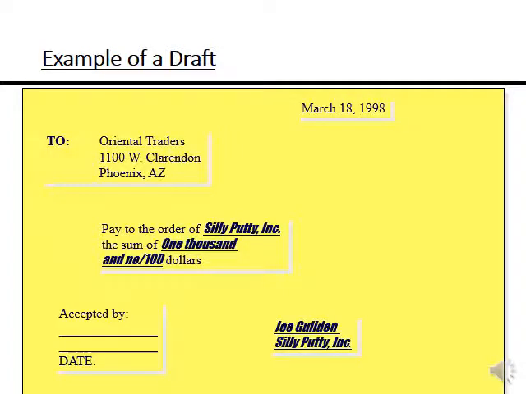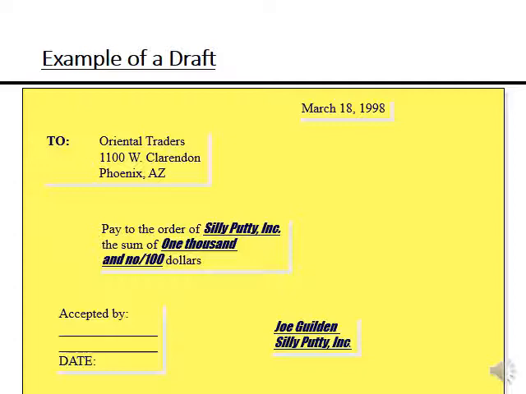Notice that it's signed by Joe Gilden on behalf of Silly Putty. In this case, Silly Putty is the actual drawer of the draft, and Joe Gilden has signed as an agent. And Silly Putty is ordering Oriental, which is the drawee, to pay to Silly Putty $1,000. And Oriental would sign this to accept it. But as far as this instrument, the type is a draft. A check is a special type of draft.